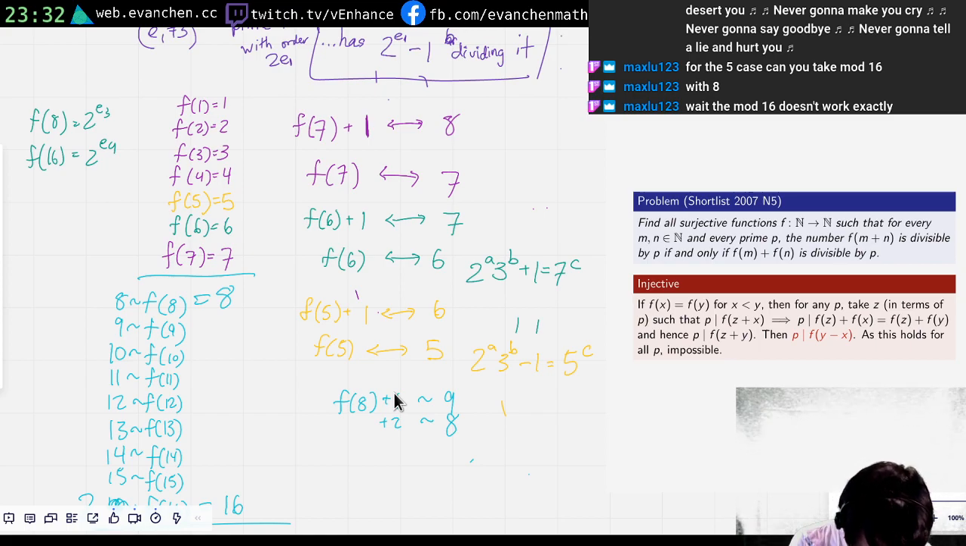On the other hand, maybe for 14 what I can do, but let's look at 10, right? So f of 10 has only 2 and 5 prime factors. Sorry, I want to go 14. f of 14 plus 2 is a power of 2.